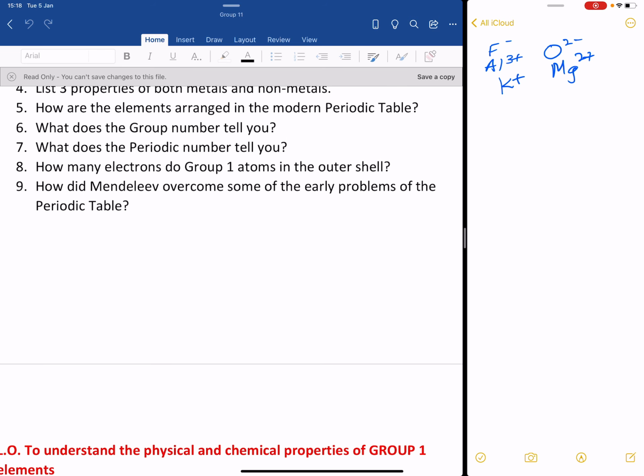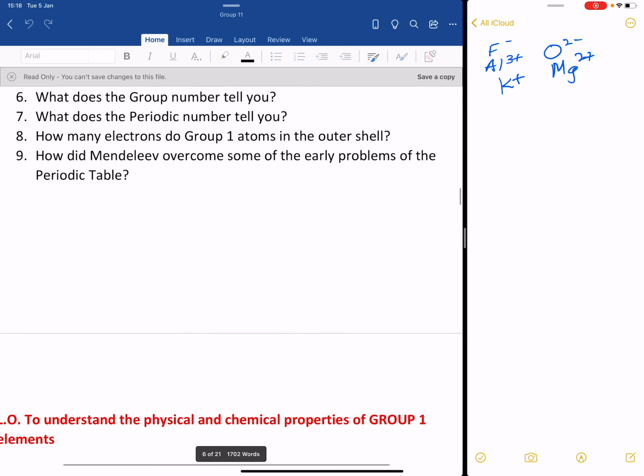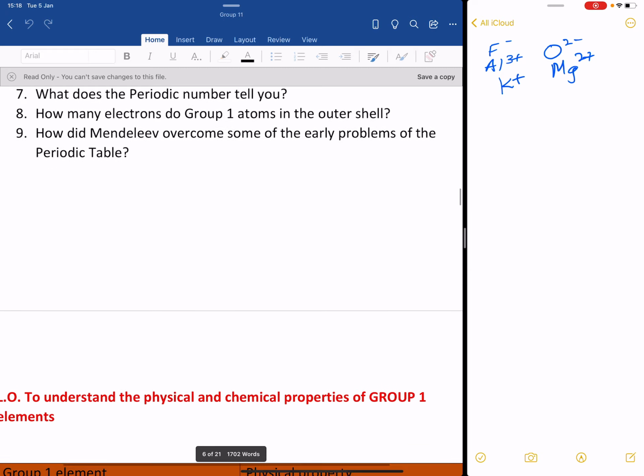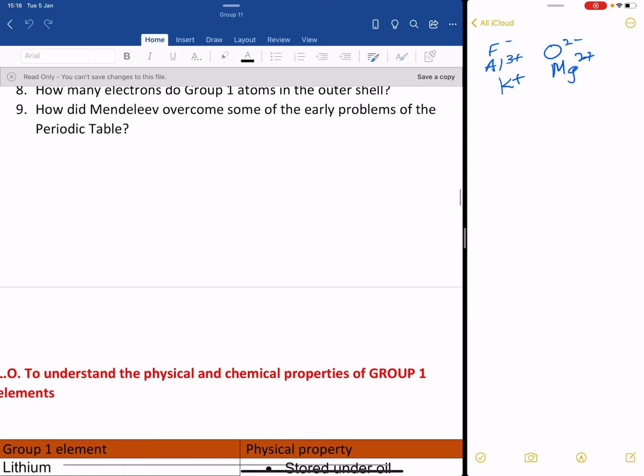Number 6, what does the group number tell you? It tells you the number of electrons in the outer shell. Number 7, what does the period number tell you? It tells you the number of shells. Number 8, how many electrons do group 1 atoms have in the outer shell? If they're in group 1, it will be 1 electron. And how did Mendeleev overcome some of the early problems of the periodic table? Well, he overcame that by leaving gaps, because he said not all the elements had been discovered.